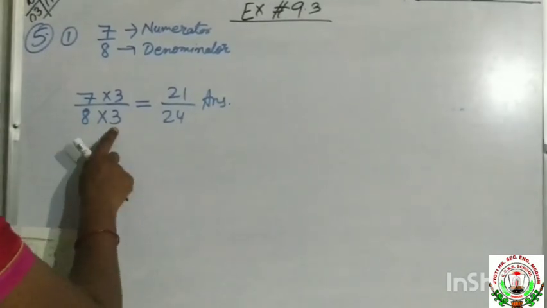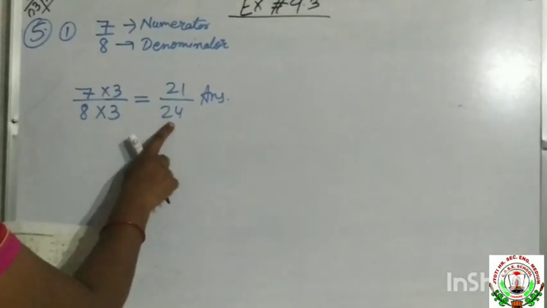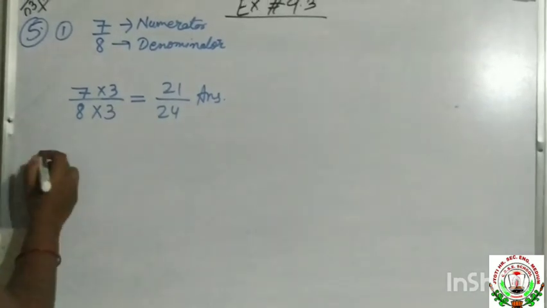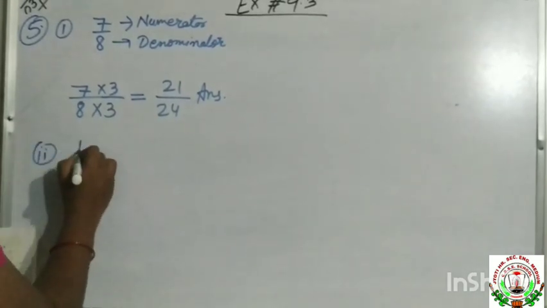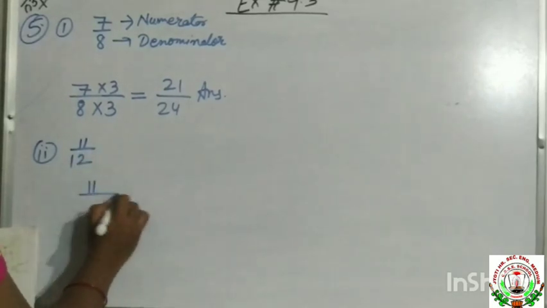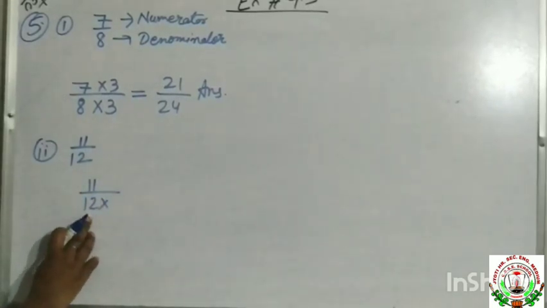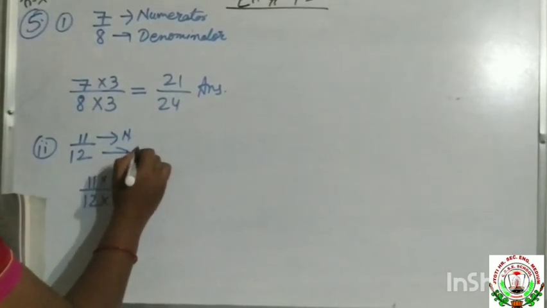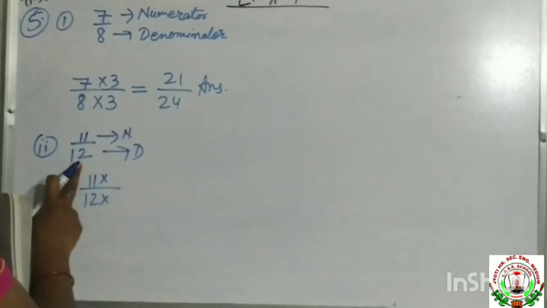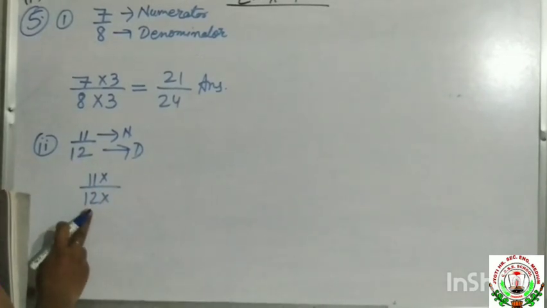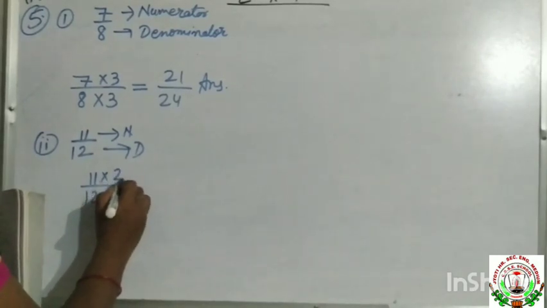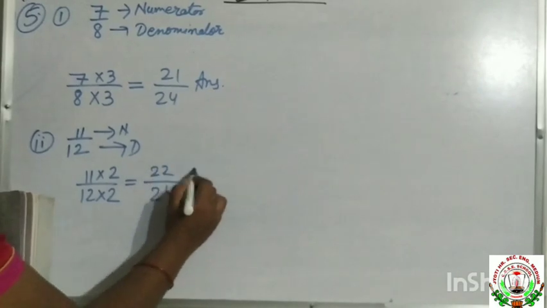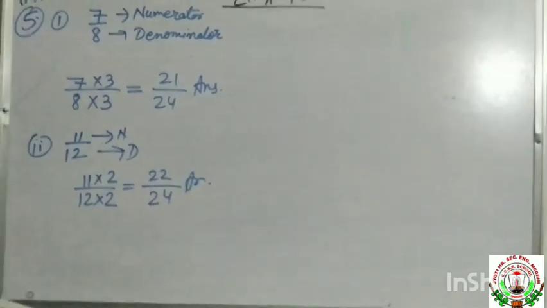We have to choose the number which, multiplied by 8, gives 24. So it is 3. We multiply that number in both the numerator and denominator and we get the answer. The second one is 11 by 12. Here 12 is the denominator. We have to convert this denominator into 24. So when we multiply 12 by 2, we multiply the same number in the numerator. So 12 twos are 24, 11 twos are 22. So this is the answer.